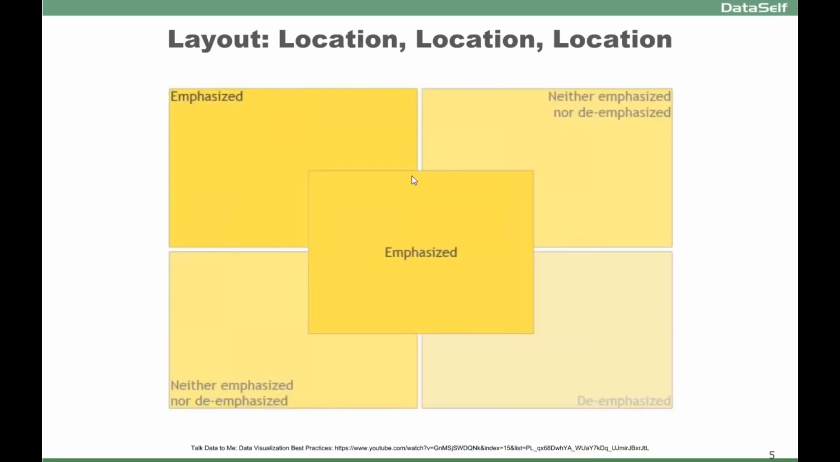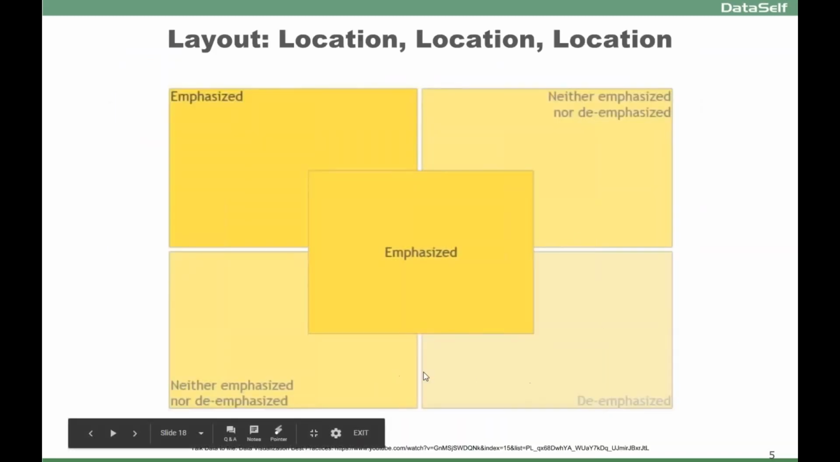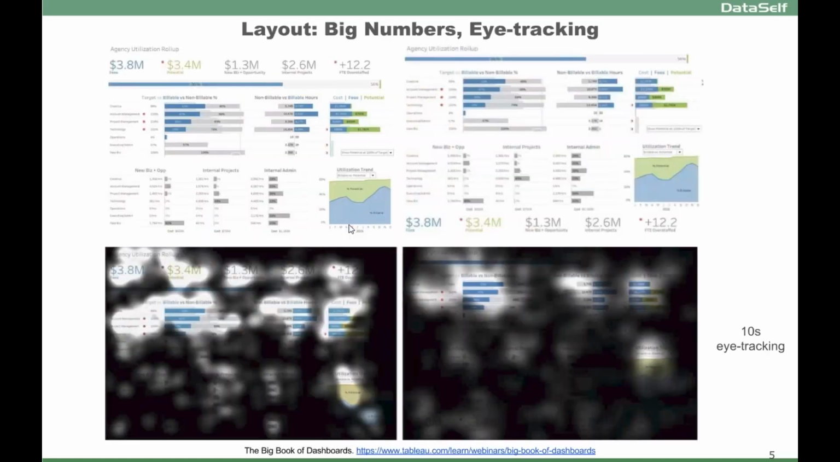So if you go back to this, anything that is in the bottom is not so much attention. Top left and middle are really where people put their eyes on. So if you're trying to also put information on big numbers, be sure they're on the top left, because otherwise people may not look at it.